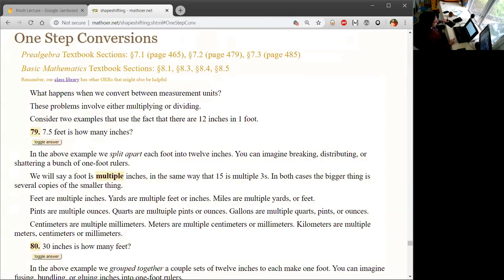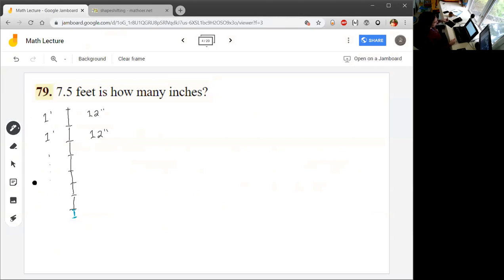So it's like we are shattering or splitting apart or breaking or distributing, whatever word makes sense for you. Each of those feet is becoming 12 different things. So I'm going to take my 7.5 feet and I have to do a times 12 because each foot is turning into 12 little pieces. So whatever that is, 90 inches. Everyone okay so far? Yep.